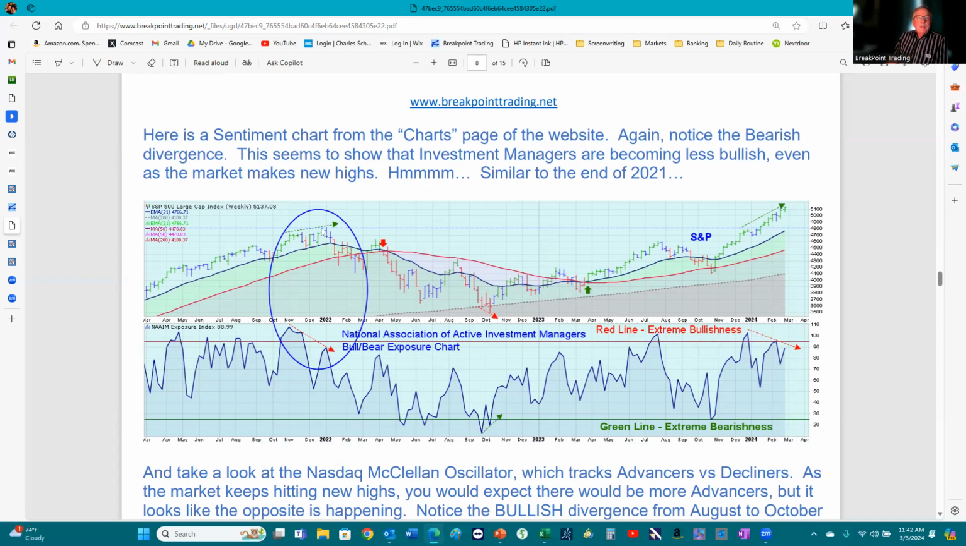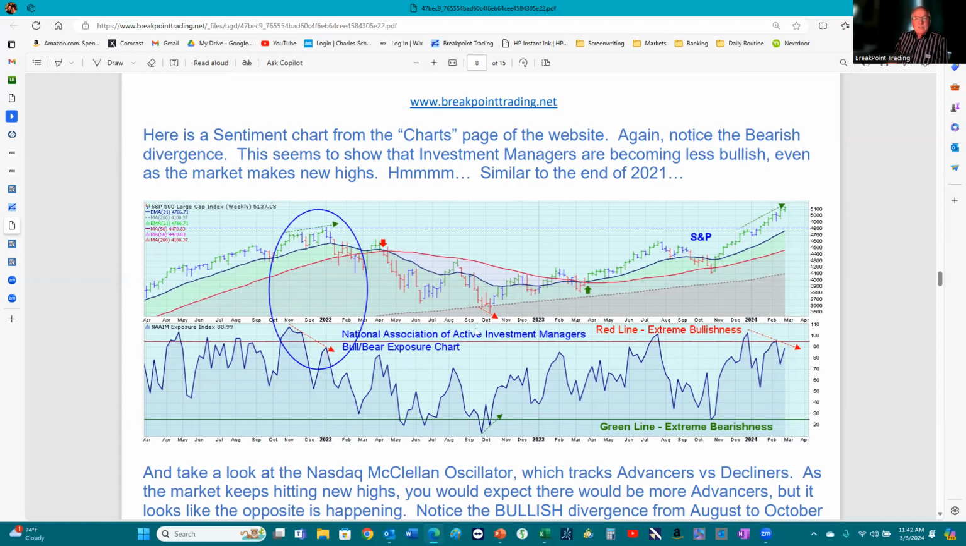That's similar to what happened back here in 2021. The market went higher, investment managers were repositioning, moving from bullish to a bearish stance. And 22 was that long bull market. Now we had the opposite, a bullish divergence.